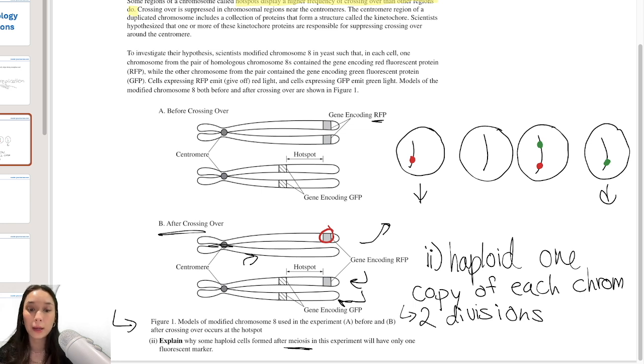Not for all of them, but some of them do, like they mentioned here. So it's just because there's 2 divisions and you're going to end up with one chromosome in each of your cells. Okay, so that is A number 2.